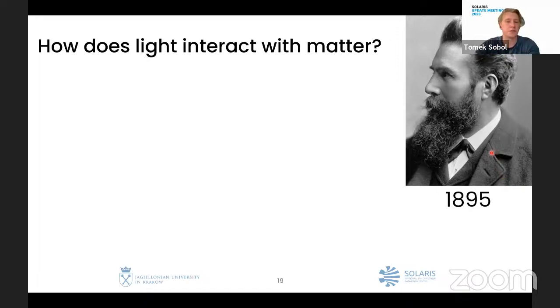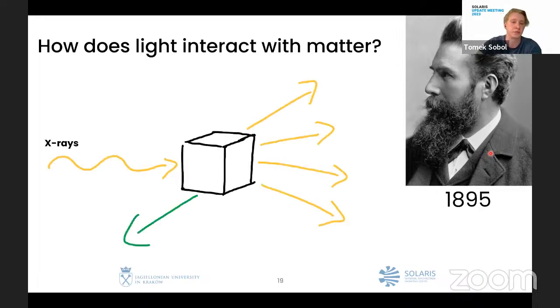Now the question is how this light interacts with matter. We already know that visible light can be reflected from an object, and then we can see what happened, we can see the object through this reflection. But how could X-rays interact with matter?